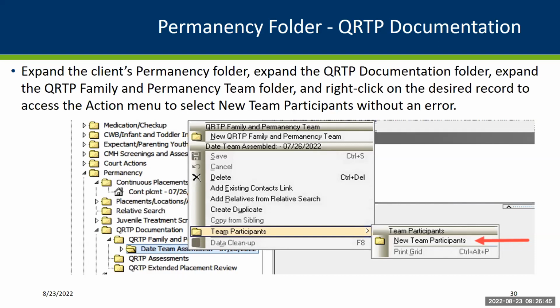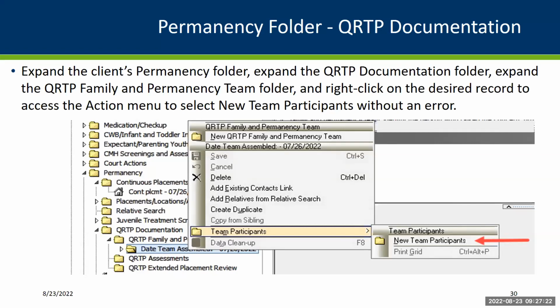So this screen, the QRTP documentation slide, has an image of the client's node with the participants folder, QRTP documentation, and the family and permanency team folders expanded to display that new participants folder. And of course, we also see a red arrow pointing towards the action menu of the new participants folder, and it's pointing towards new team participants. And that's what we're going to focus on with this slide.